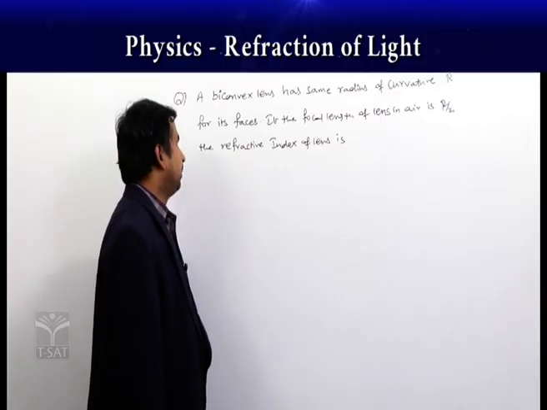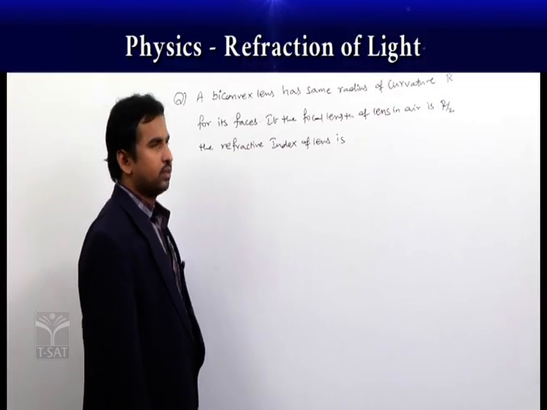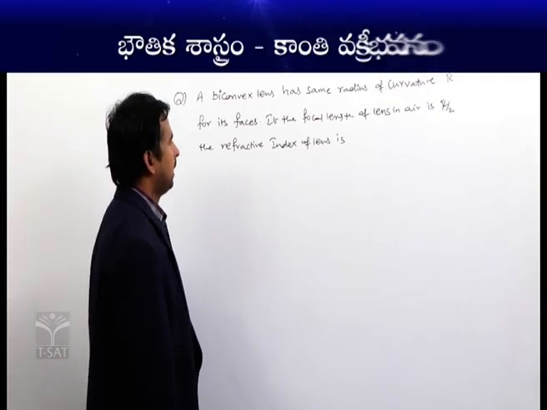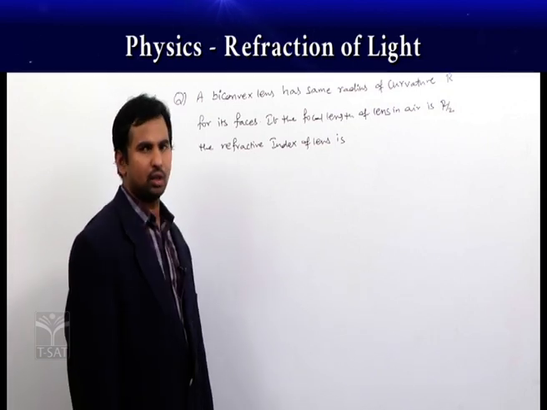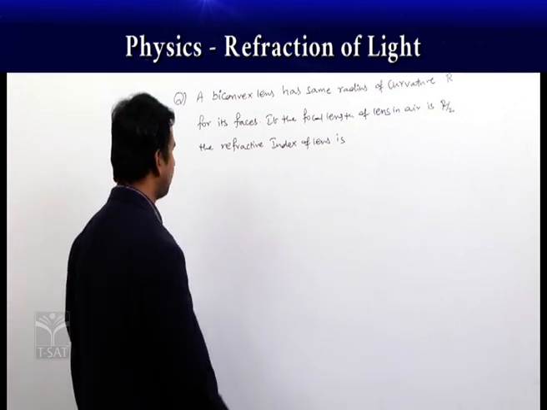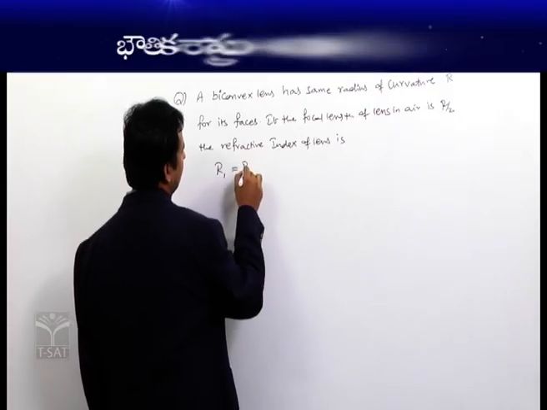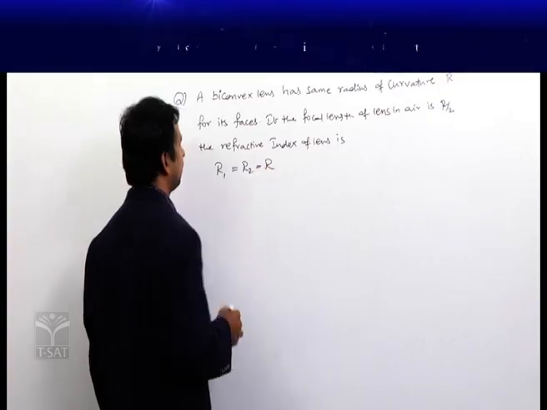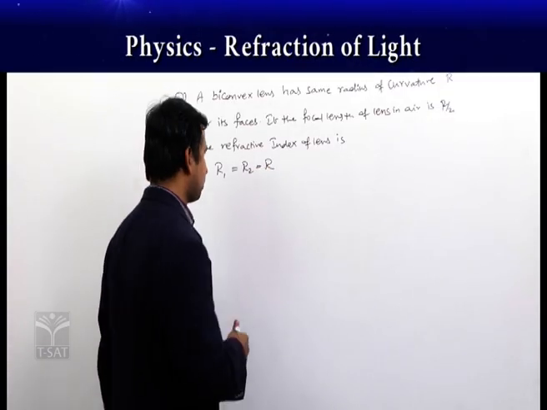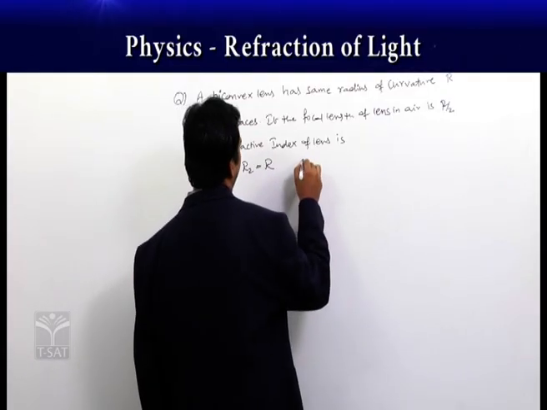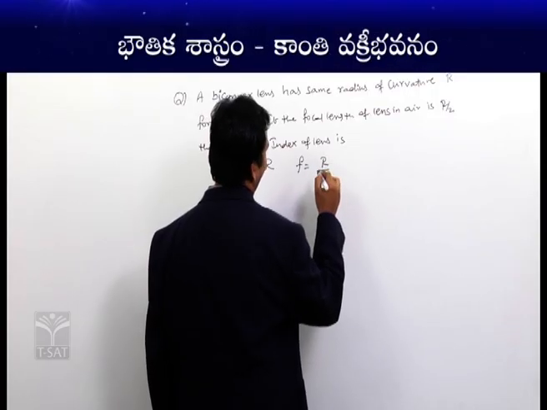Now the next one is about the thick lens, which is based on the lens maker formula. A biconvex lens has the same radius of curvature for its faces. So that means the R1 value and R2 value, in both cases we are taking the same value as R. And if the focal length of the lens in air is R by 2, that is, after the combination of the lens, the combined focal length becomes f is equal to R by 2.